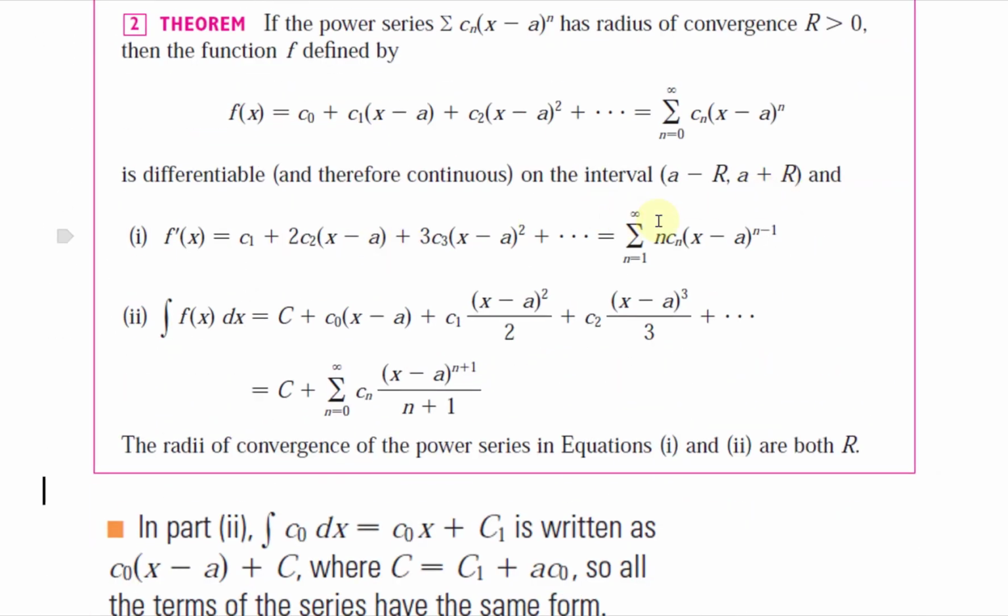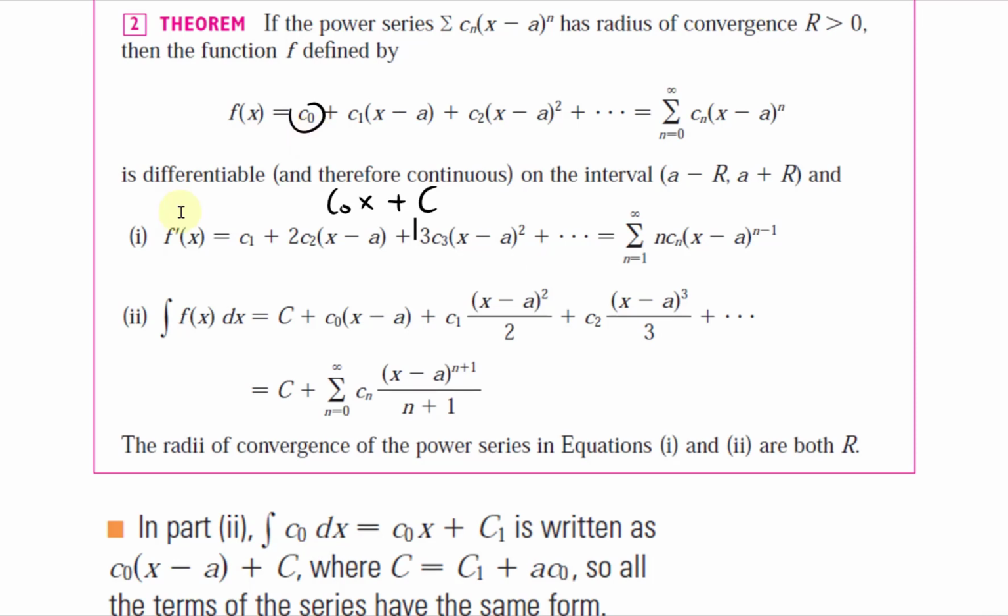You can just differentiate it like a typical function, so the terms inside differentiate. And likewise, the integral, you can also do the same thing. If you take the integral of it, c0 is a constant, and the integral of that is just going to be c0 x, then plus a constant c.